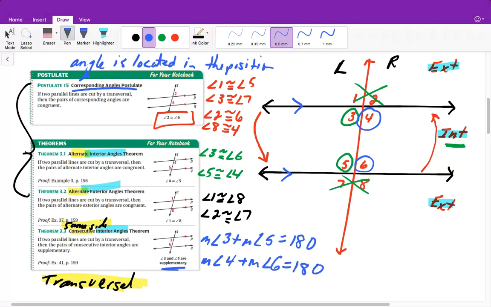Right? So of these rules, 3 of them are exactly the same. They're corresponding, alternate interior, alternate exterior. They're all congruent. They're just equal. The only one that's different is same side interior. They're the ones that are always going to be supplementary. So you have to memorize these. All right, let's go through a couple examples.